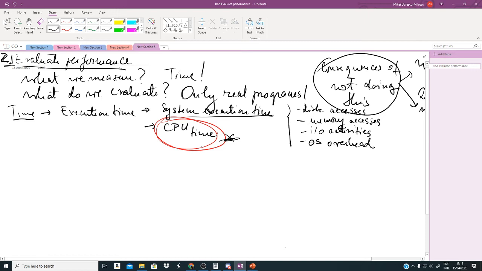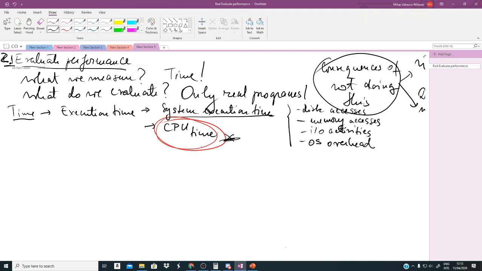So what we measure is time, but not just any time. We measure the CPU time. The CPU time, because it's a very good indicator from the hardware standpoint of what would be the system execution time. Good.